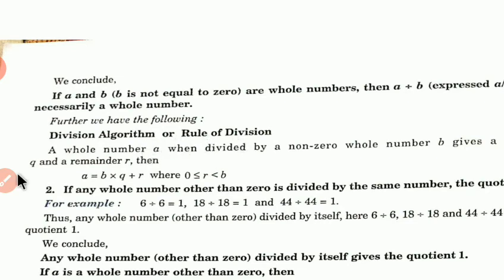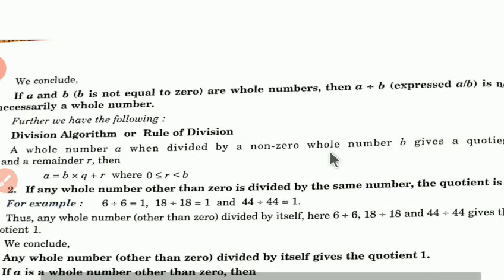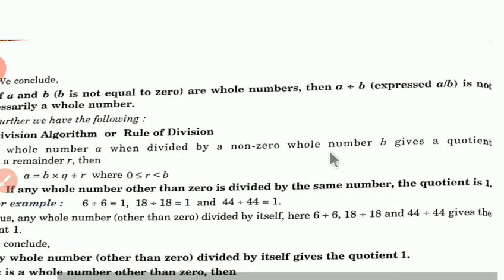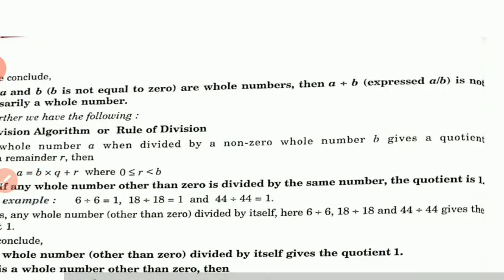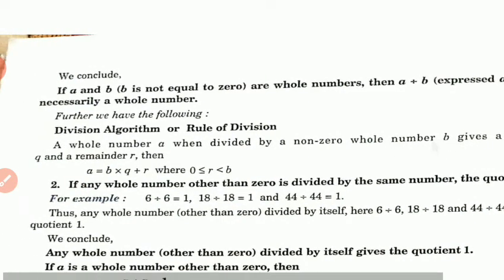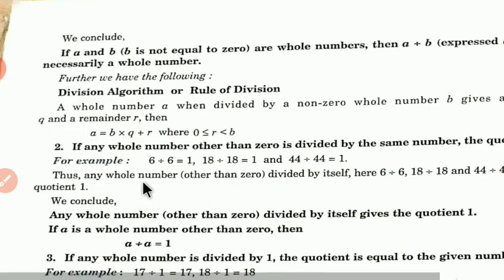Here we are using the rule of division. The rule of division means a whole number a, when divided by a non-zero whole number, non-zero meaning the second number should not be equal to 0. Other than 0, it can be any number, for example 1, 2, 3, but it should not be equal to 0. Then a whole number a divided by a non-zero whole number b gives a quotient q and remainder r. Then by the rule of division we can write a is equal to b into q plus r, where a and b are whole numbers, q is the quotient and r is the remainder.